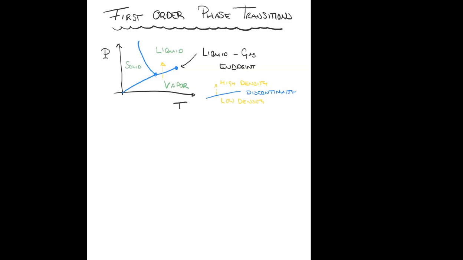So there's one point where a bunch of these first order phase transition lines meet. That's usually called the triple point. So that's a point, obviously, where you can then have three phases in contact. So this one, sometimes called the triple point.